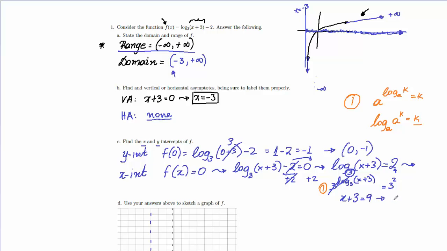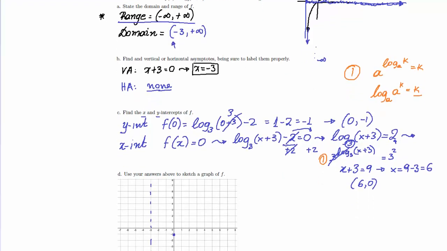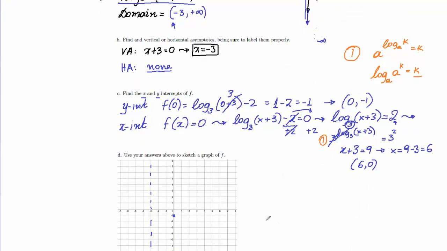So this gives me x equals 9 minus 3, that is equal to 6. And this means that the x-intercept will be the point (6, 0). Now, I can add this to my graph, and this will be the point (6, 0) right here. So I have 2 points and I have my vertical asymptote. So this means that I can graph my equation.